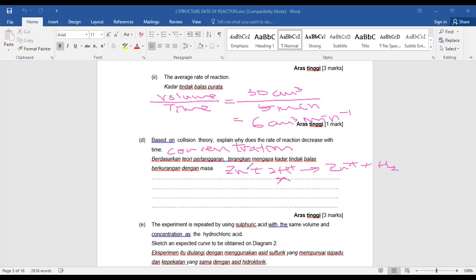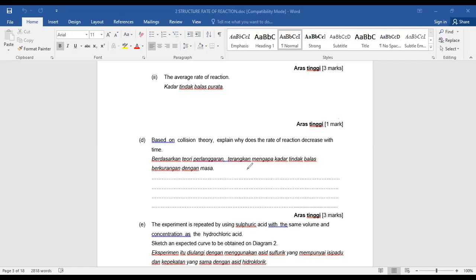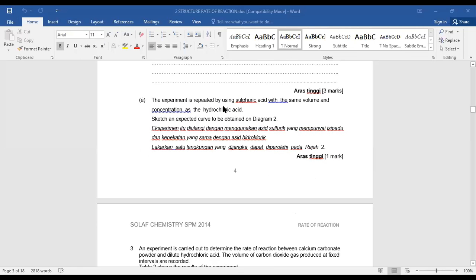Okay, now I hope you are with me. Next part. We are now going to move on to talk about the experiment where it is repeated using the sulfuric acid of the same volume and the same concentration. Okay, now I have a question. What can you tell about the sulfuric acid?